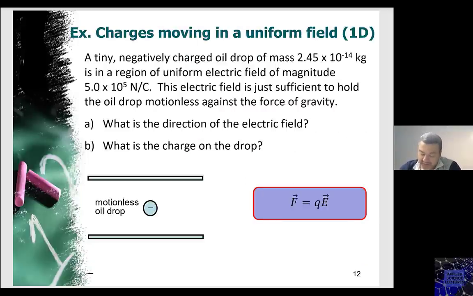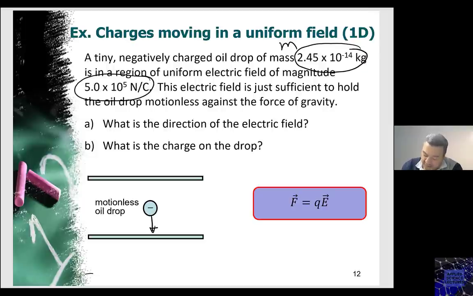Now let's move to this example. In this example, we have a tiny negatively charged Euler drop of mass 2.45 times 10 to the power minus 14. So this is my mass here. It is in a region of uniform electric field of magnitude 5 times 10 to the power 5 newtons per coulomb. This is the electric field. This electric field is just sufficient to hold the Euler drop motionless against the force of gravity. What is the direction of the electric field?